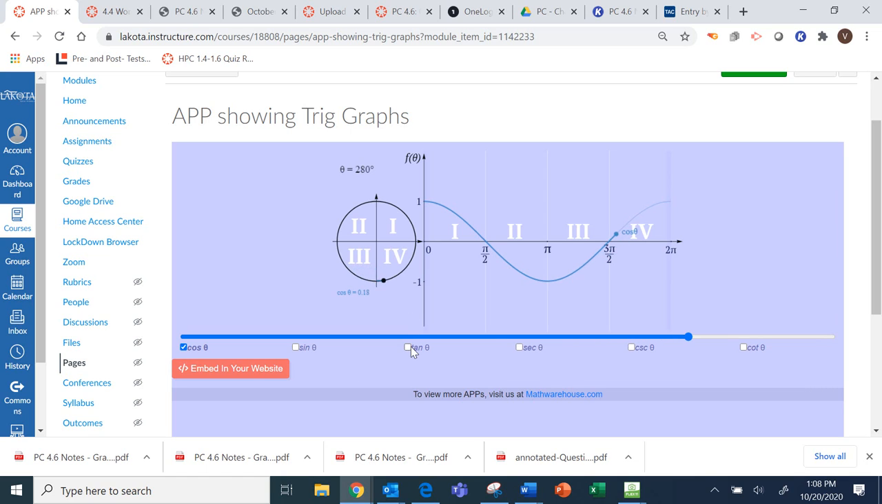Now, next class, we will do the other four. If you want to look ahead, of course, you can look ahead, but next class, we'll be doing the other four.